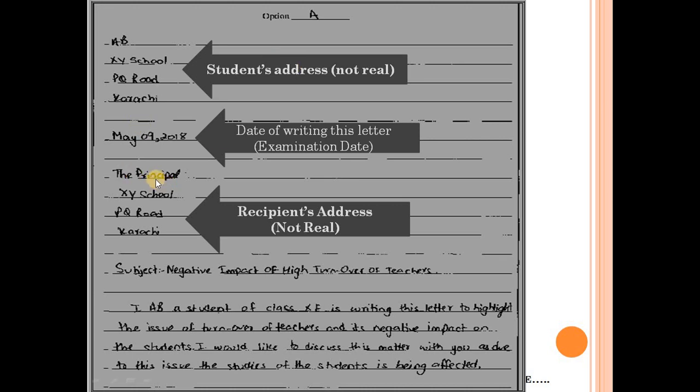You have to write down the designation of the person, that is, the principal. If it was the news editor, you would write the news editor. If it was the manager, you would write the manager. If it is the manager there in the question, then you would write manager. That address, the address is not real.